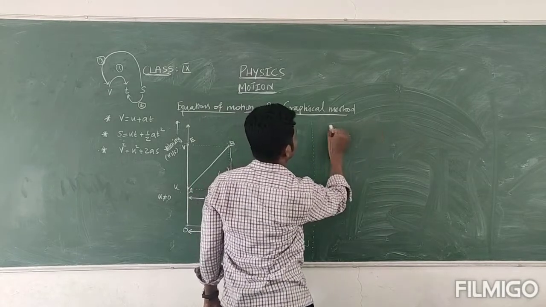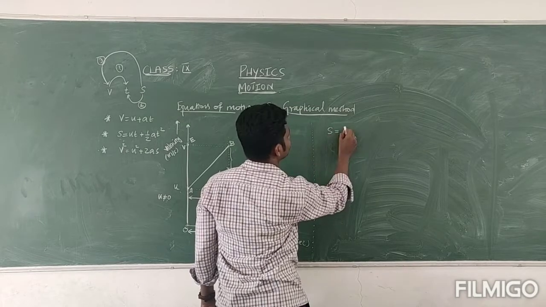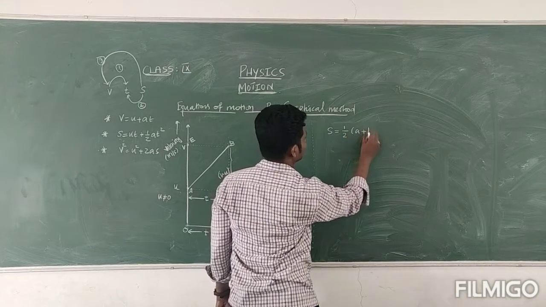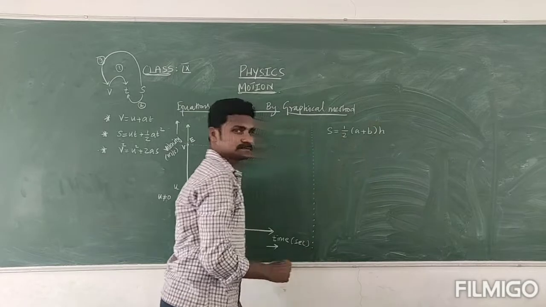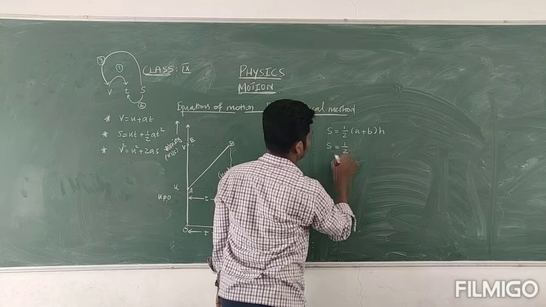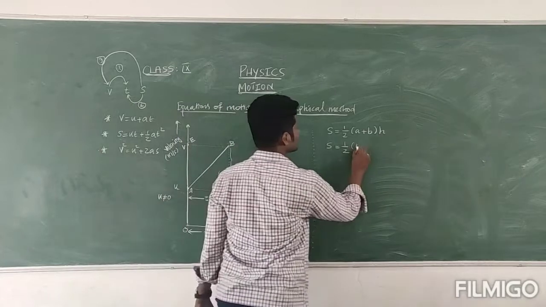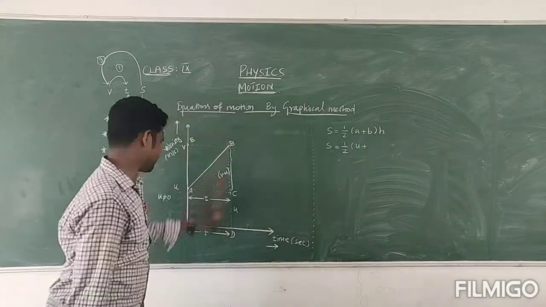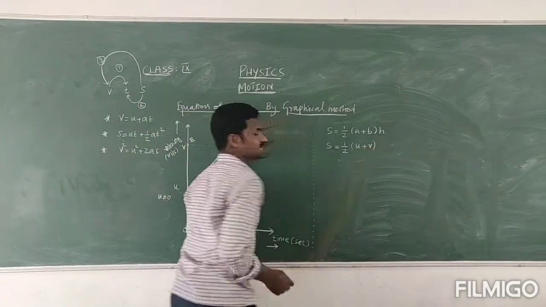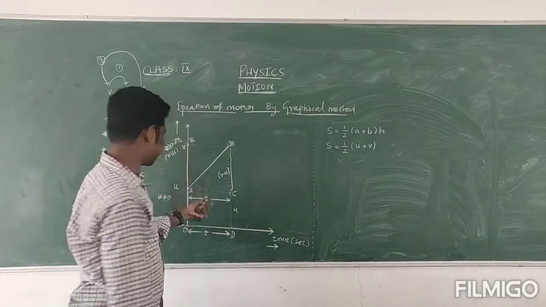So the trapezium idea: the area of the trapezium, that is S, is equal to half into (a plus b) into height. So now S is equal to half into (a is the smallest length, that is u, b is the biggest length, that is v) into h, the distance between the a line and b line, that is the height. So we call it t here.